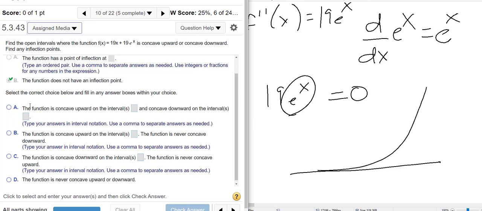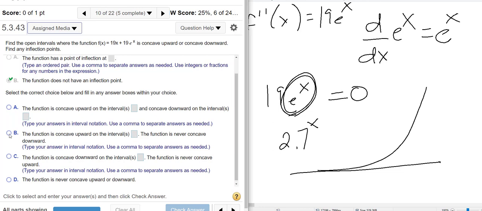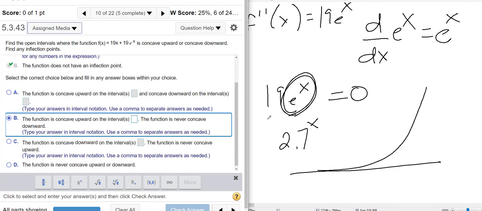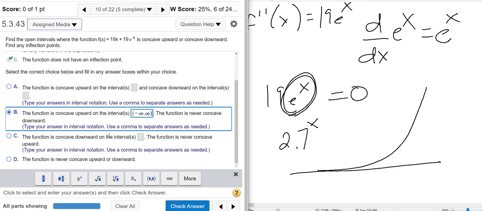Now, what do we know? Is the function concave up or concave down? It seems like it's always going to be positive. All we have to do is pick any value, and e to the x is going to be positive because e is a positive base, approximately 2.7. If you raise it to any power, you're going to get a positive number. So it is always concave up, never concave down. Be careful, if that was a negative 19, it would always be concave down. So negative infinity to positive infinity, always concave up. Yep, that's it.